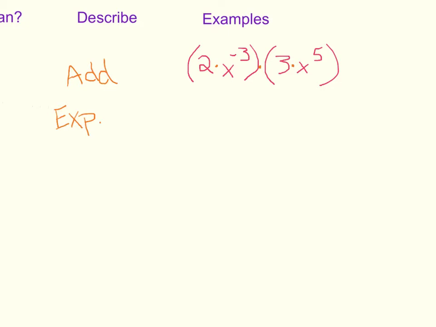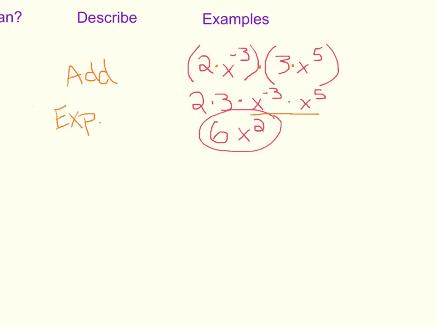So you can multiply in any order. I want you to think about how you can rearrange this. So 2 times 3, those are our coefficients, times x to the negative 3 times x to the 5th. 2 times 3 is 6, and then x to the negative 3rd times x to the 5th. Same base, add your exponents. Negative 3 plus 5 is 2, 6x squared.